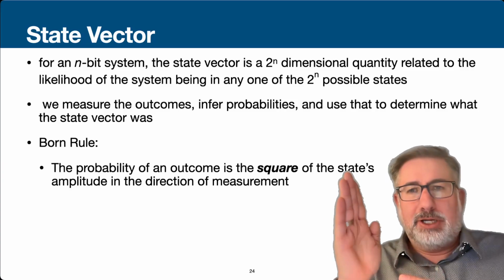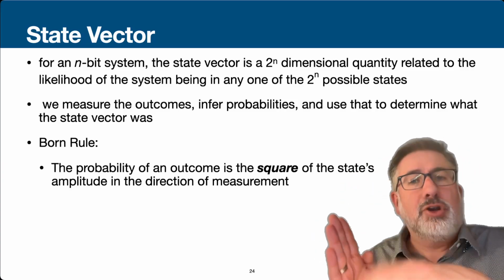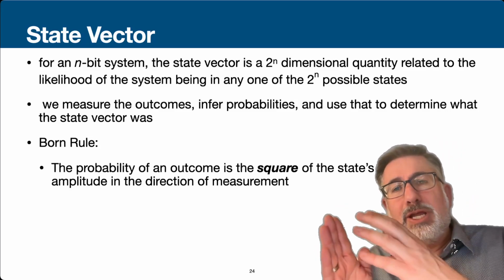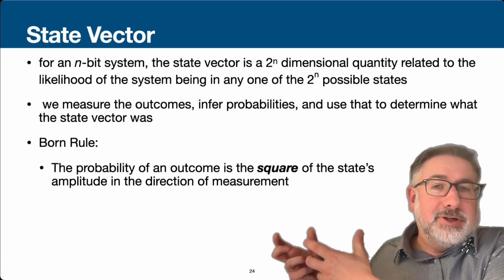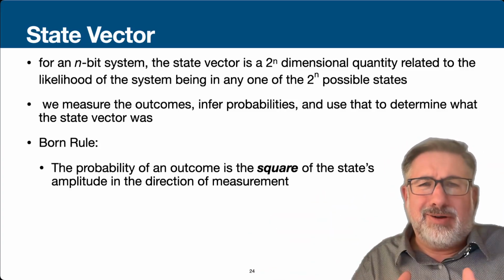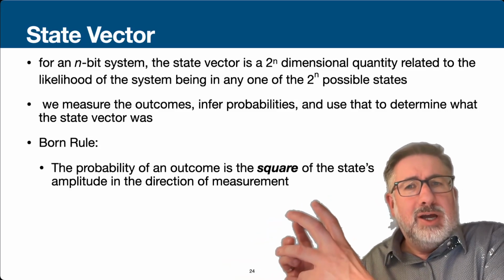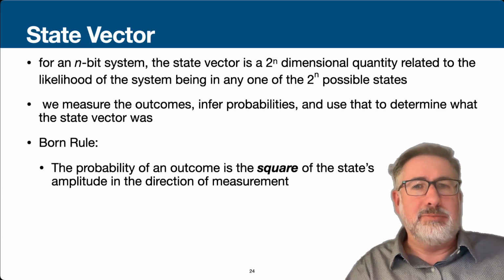So if you're measuring up and you get a certain value, we square that to get the underlying probability of the state vector. Or in fact, the other way around: the square of the superposition, the wave function, will give you the actual probability that you're going to measure up.